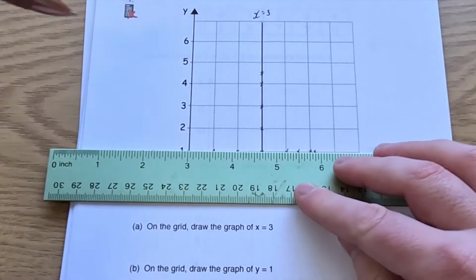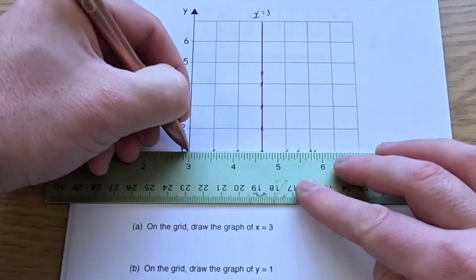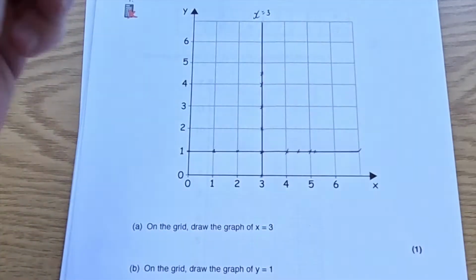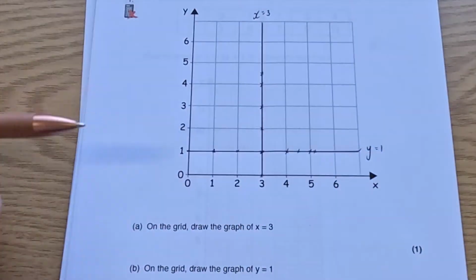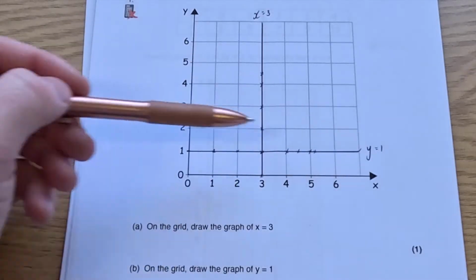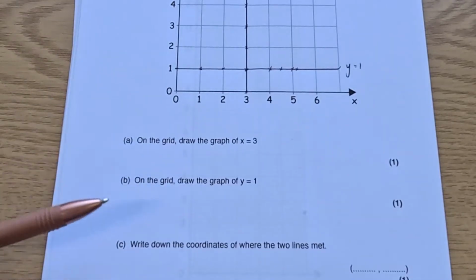So let's get our ruler and pencil and draw a nice straight line through those. It looks something like this. So it'll be the line y equals 1. And that's it. So we've drawn x equals 3 and y equals 1. That's part A done and part B done.